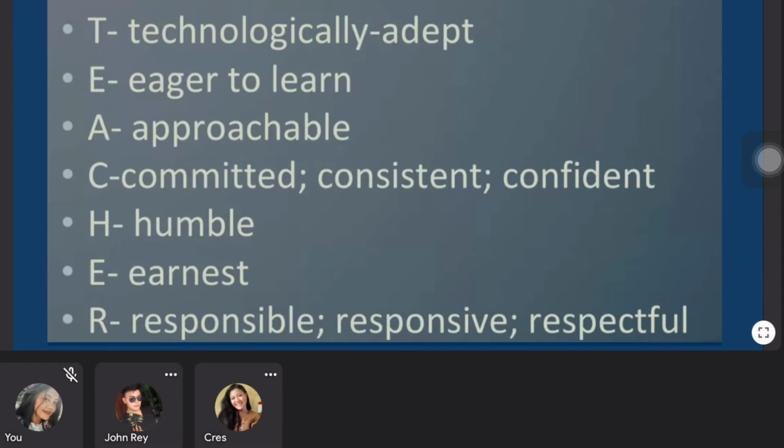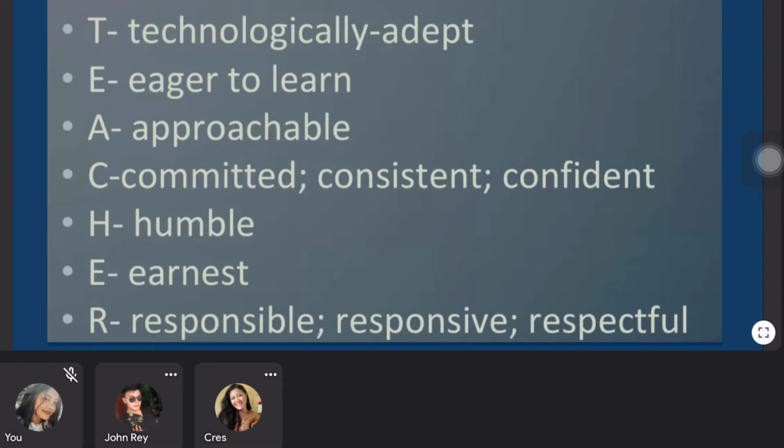So we are student teachers and we are also still learning. So we should be eager to learn from the teaching that we are going to experience, eager to learn from our critic teachers, eager to learn from our professor, instructor, because it will help us in the future naman po.